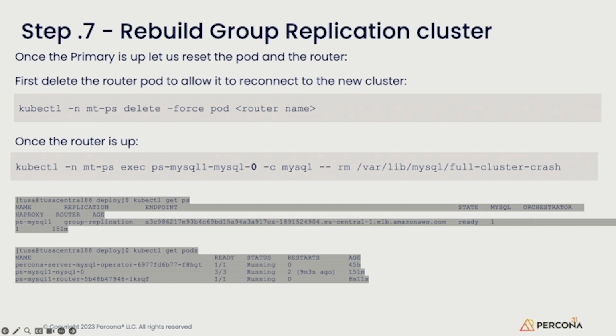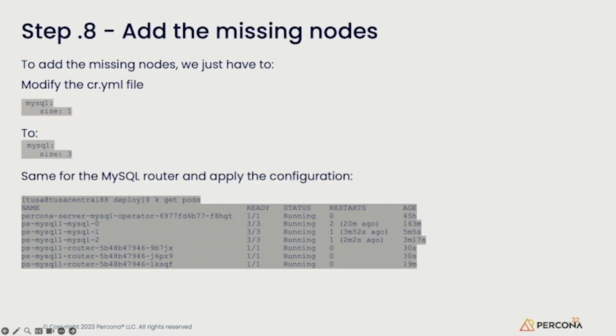This is a step I missed. Once you have rebuilt the group replication, the only thing you have to do is to delete the proxy, the router, or the HA proxy, because they need to re-register. And given the fact that they are stateless, it will be done automatically without any problem. So you delete them, it will instantaneously rebuild, and you will have the cluster working right away.